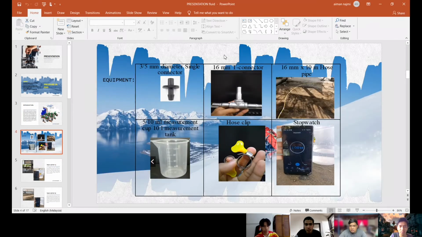So next, for the experiment, the equipment that we must use, first is 3/5 mm diameter single connector, 16 mm T connector, 16 mm times 10 meter hose pipe, 5/10 mm measurement cup, hose clip and stopwatch.